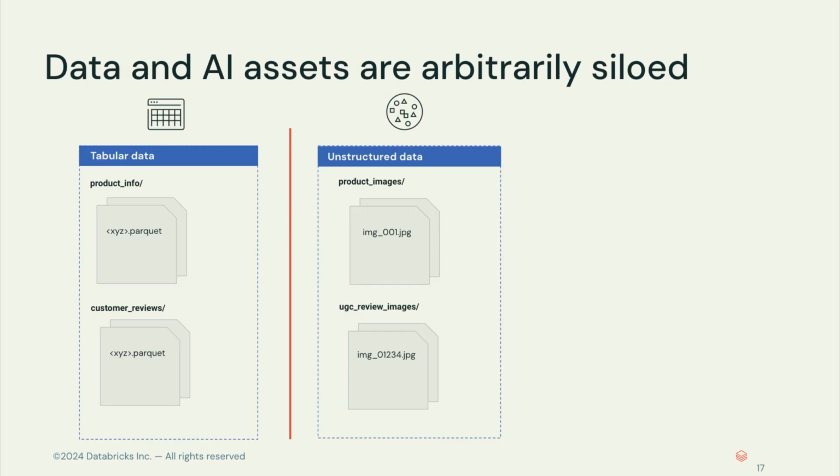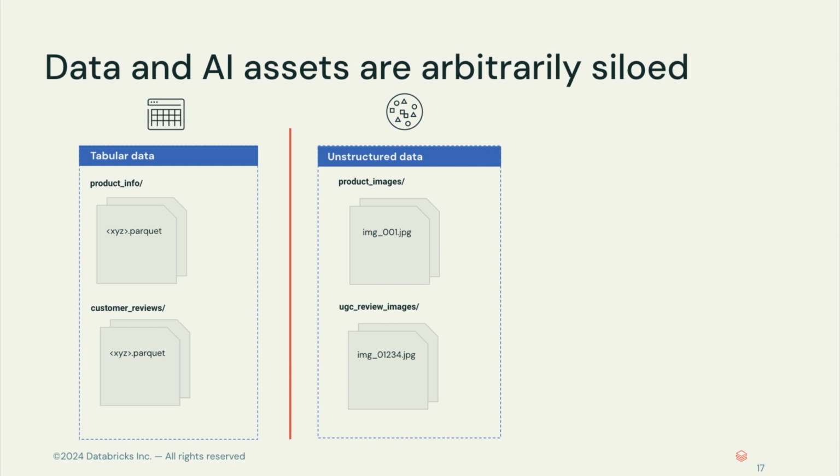The second challenge is AI is super important, but the data and AI assets are siloed from each other. Traditionally, catalogs have been more geared towards tabular data. And so users had to store their AI assets and their unstructured data somewhere else, and they used different storage systems for that. So if a workload needs to access both of these, then it becomes hard both to discover and to access the data.